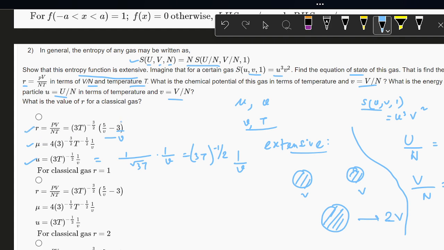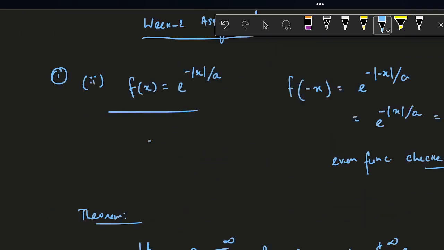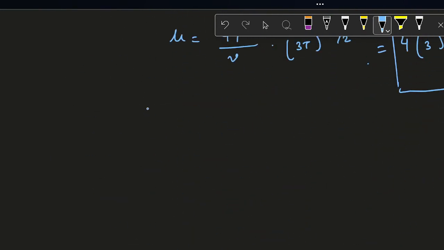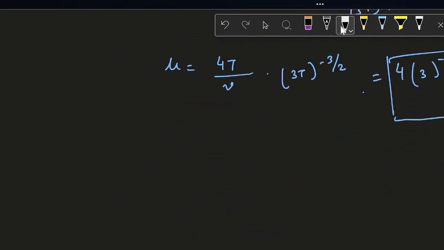So the final question that was asked is, what is the value of r for a classical gas? So what is the value of r for a classical gas? So let us try to see what is meant by this question. Now even all of us can actually answer this question without even solving anything. So this is a pretty straightforward thing.